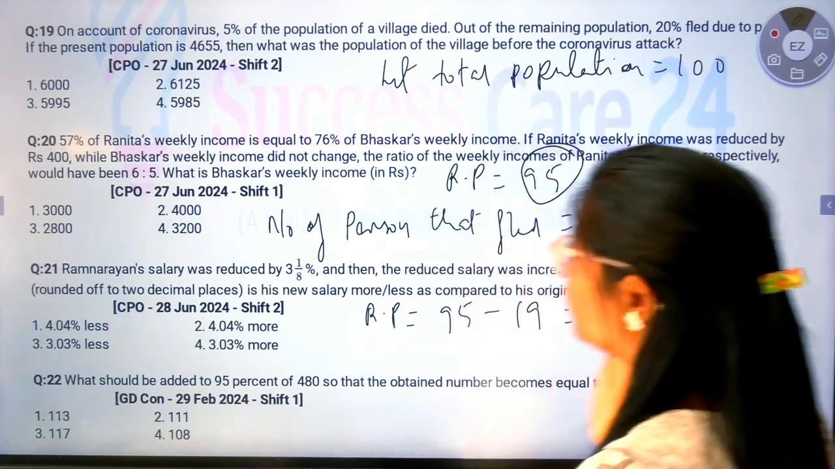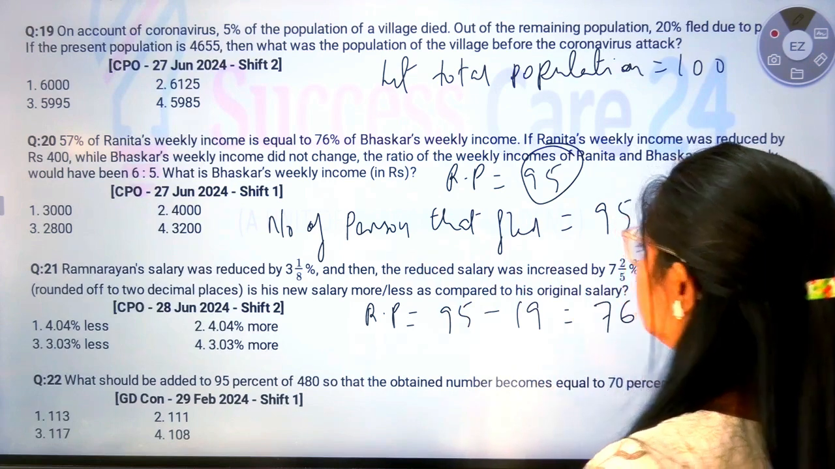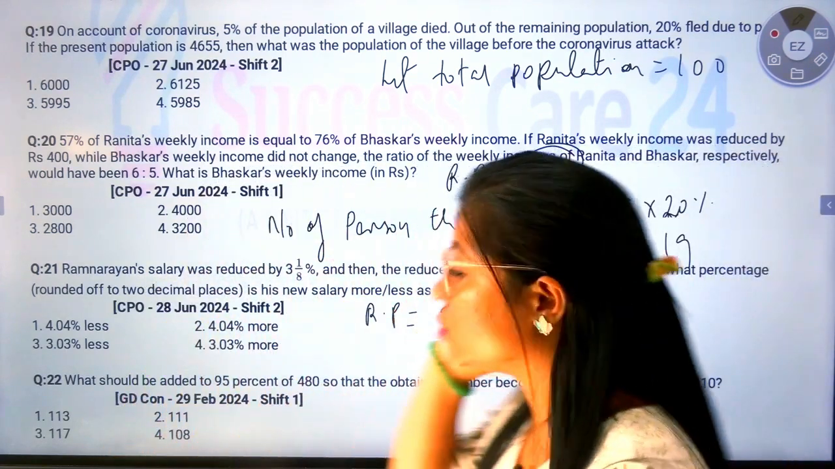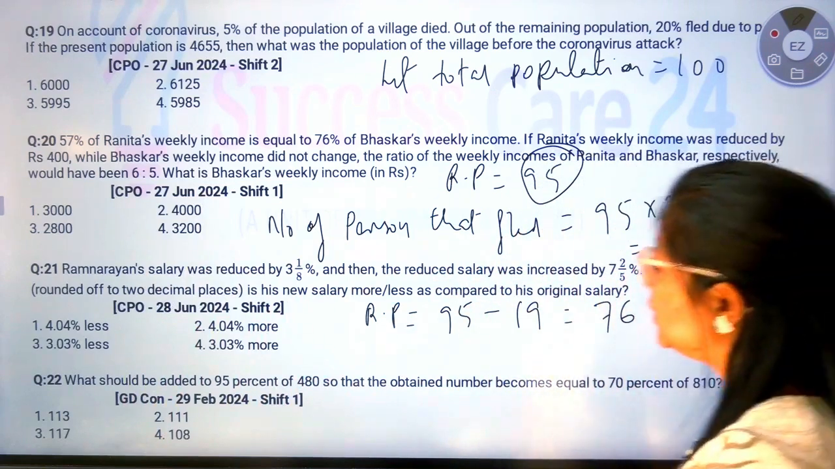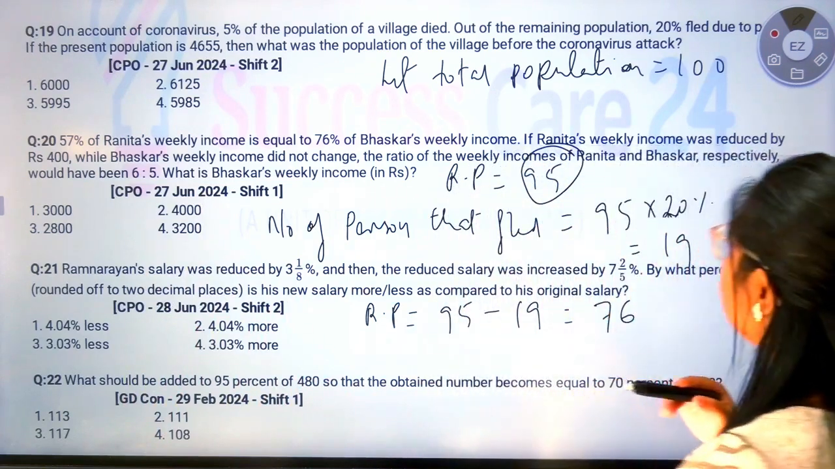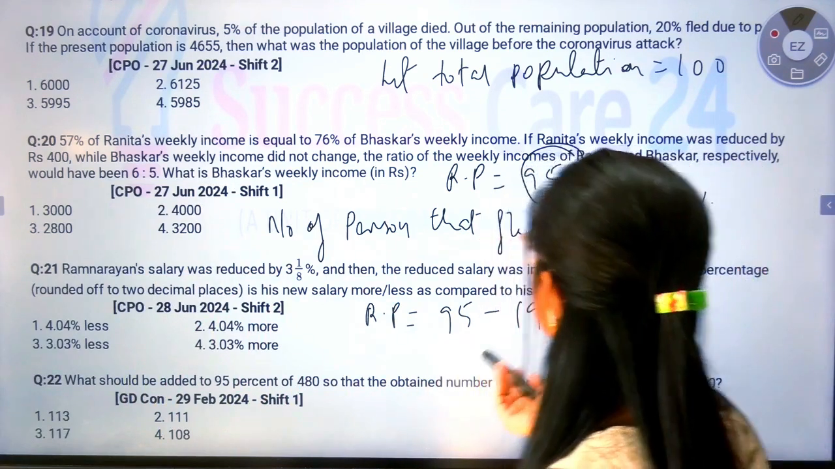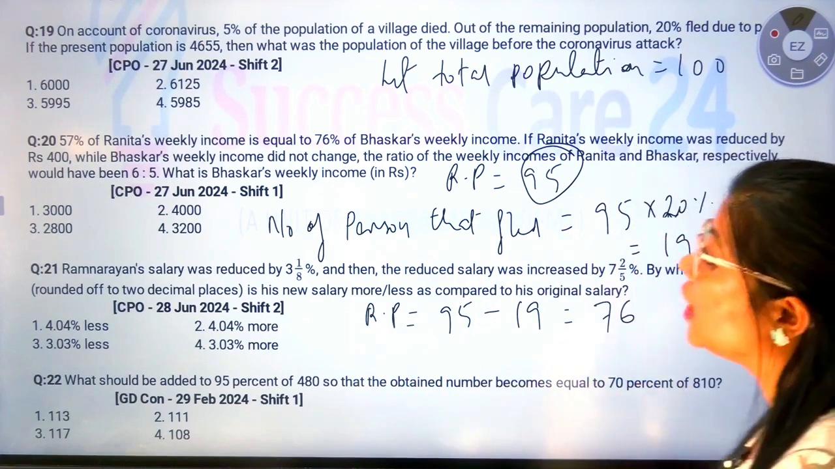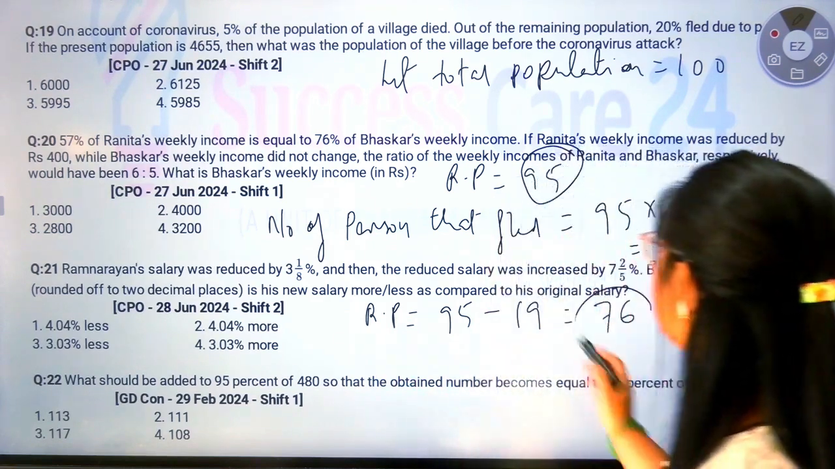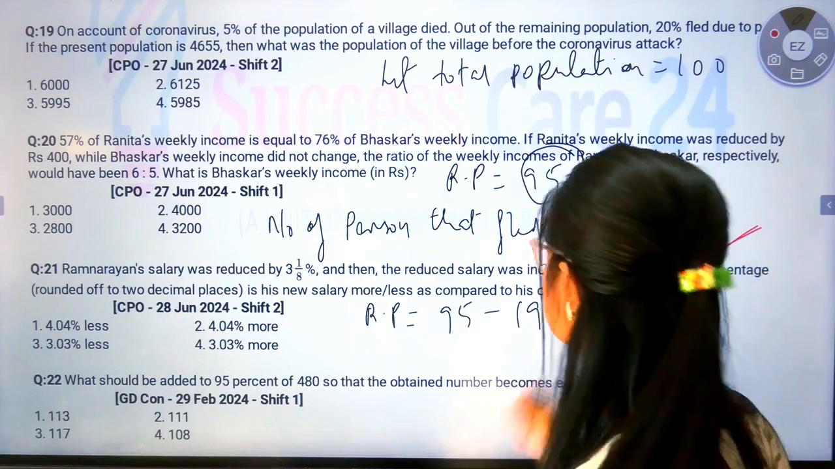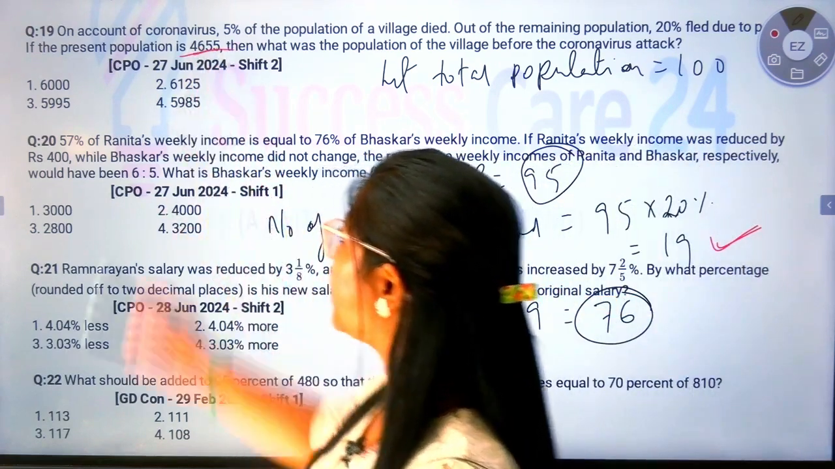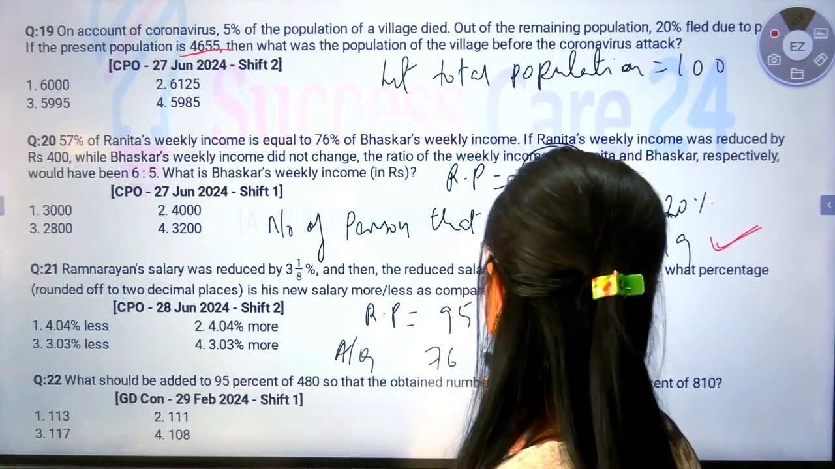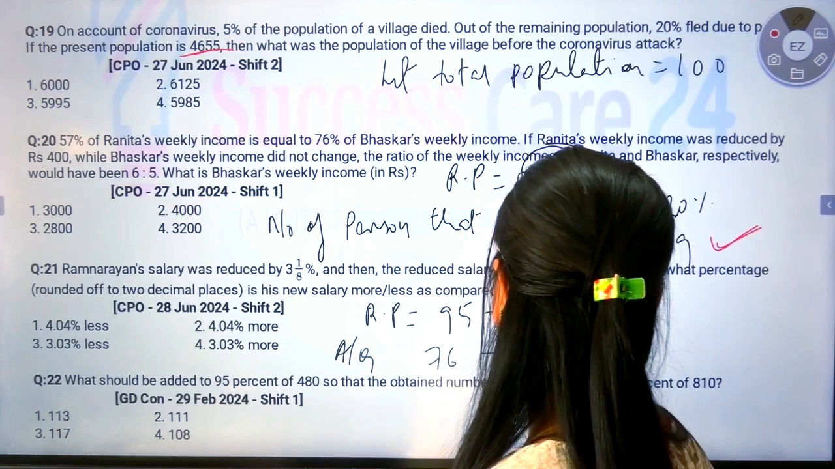Let us discuss from the first. Let us consider the total population to be 100. Upon 100, 5% died, so the remaining population is 95. Then upon that remaining population, again 20% fled. So how many people fled? 19 people fled, so the remaining population is now 76. According to the question, it is not the actual value, it is the assumed value we have taken, but the actual value is 4655.